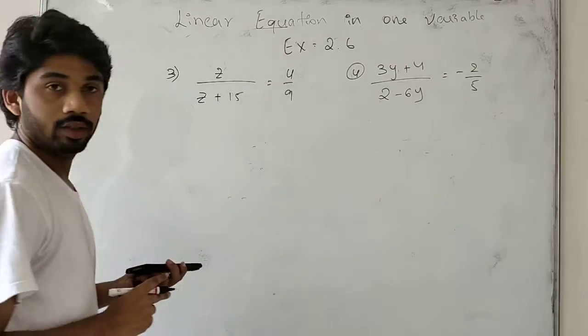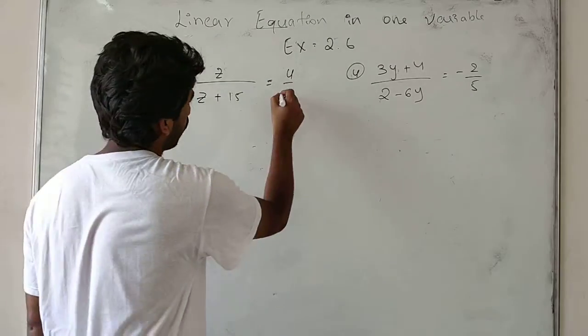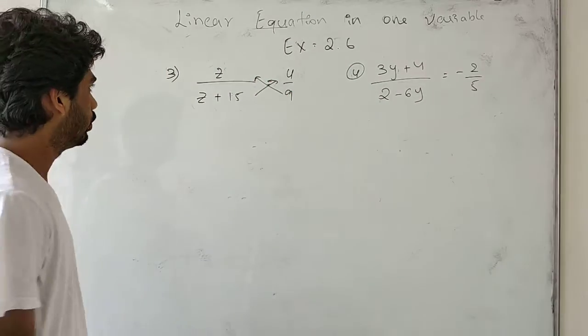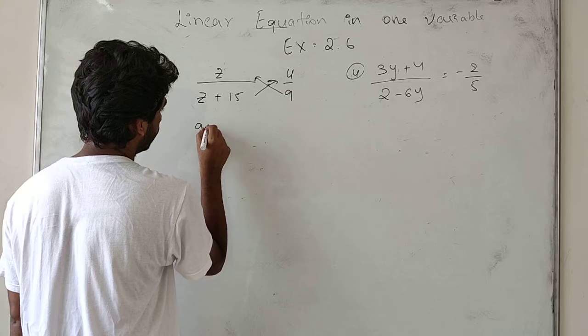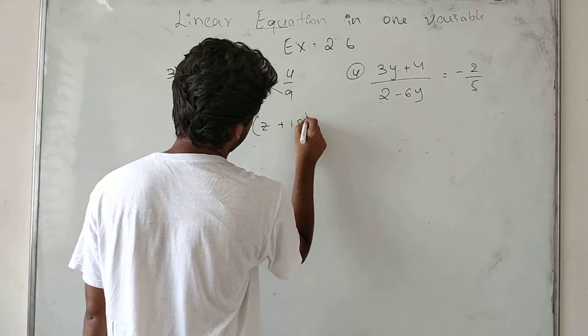Okay students, now we solve it. So the equal to sign is there, so we will do cross multiplication on both sides. So we will get 9z is equal to 4 times z plus 15.